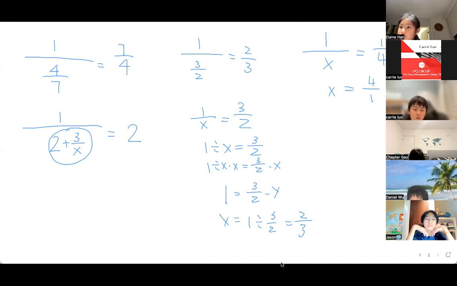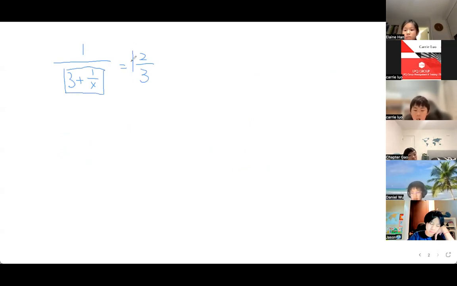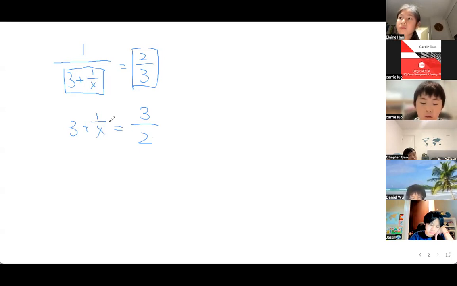Okay, so for instance, if you have 1 over 3 plus 1 over x equals 2 over 3. Just remember everything under 1 over has to equal this one reciprocal. So 3 over 2 equals 3 plus 1 over x. Get it, everybody? Okay, just remember that. It's always like that. So let's go back to this question.